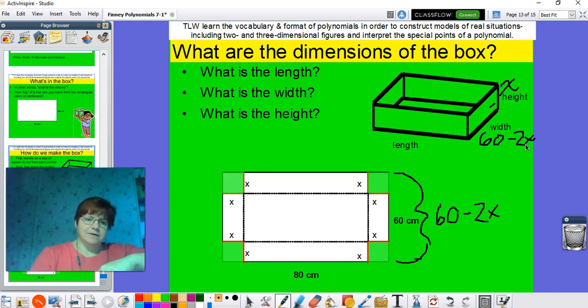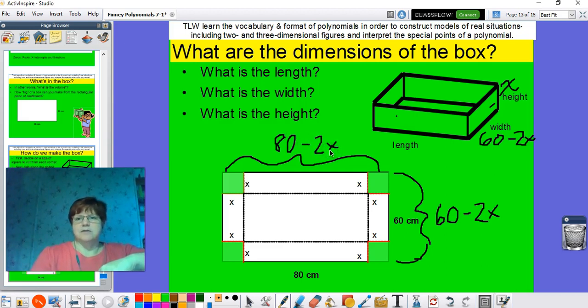Now my length, right here, that was 80, and again we cut an x off of each side. So that's going to be 80 minus 2x. So that tells us that this part is 80 minus 2x.